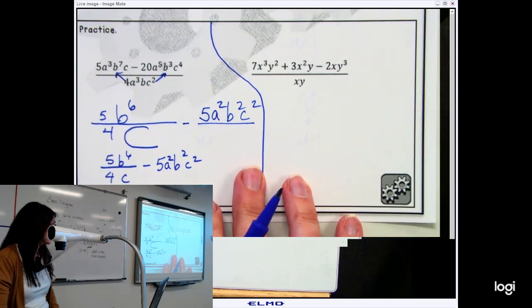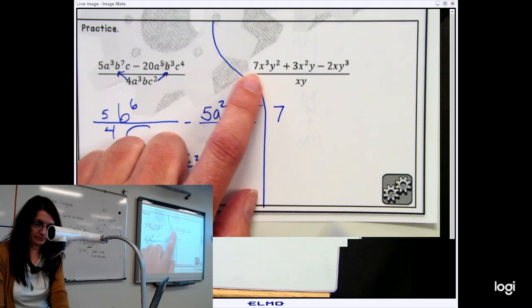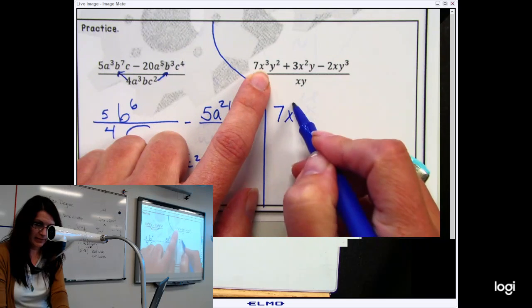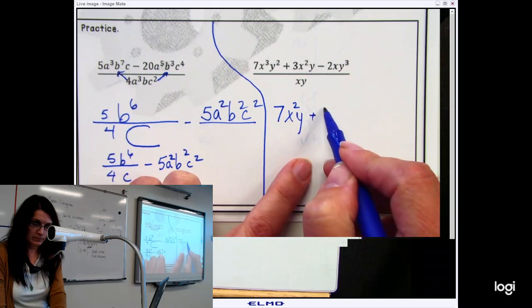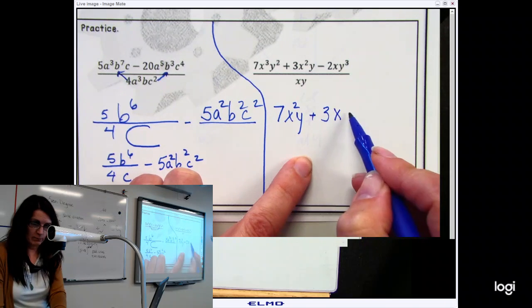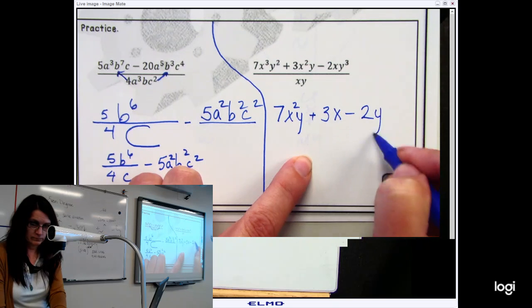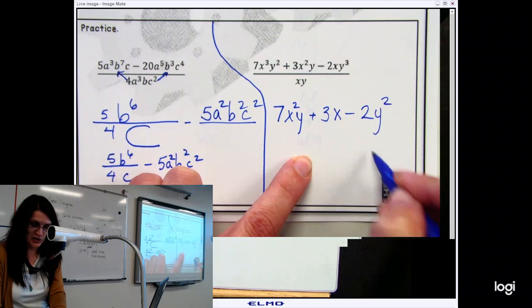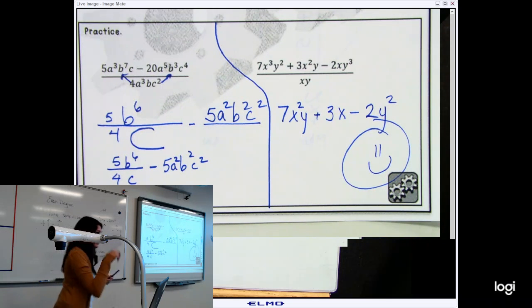Okay, let's do this second one. 7 what? x to the second y plus 3x minus 2. Wait a second. Good. Okay, that's as crazy as it gets today, you guys. Good job. Easy.